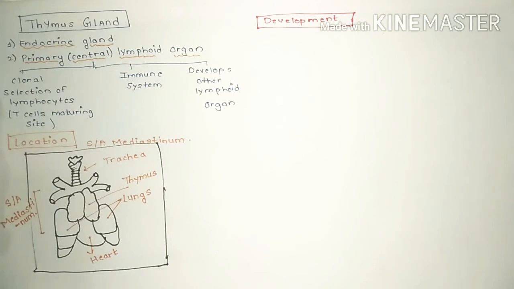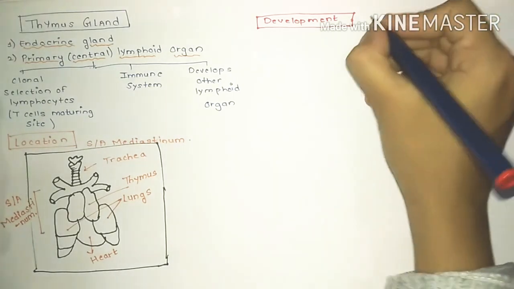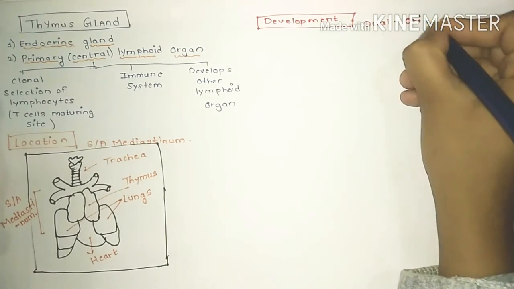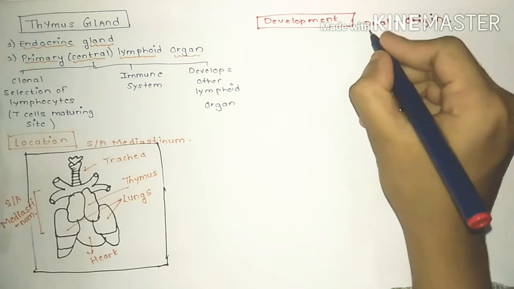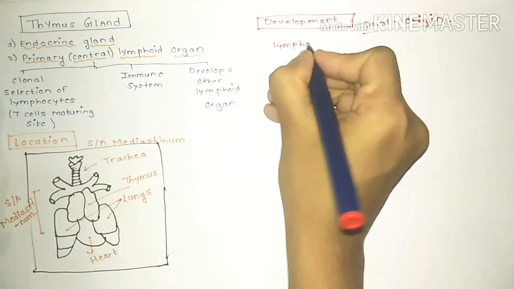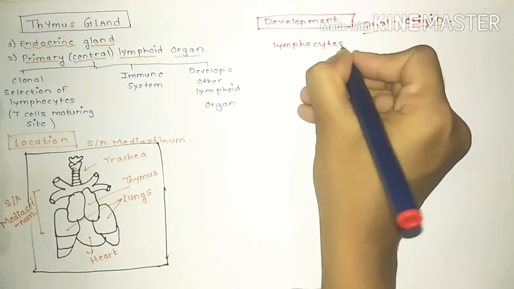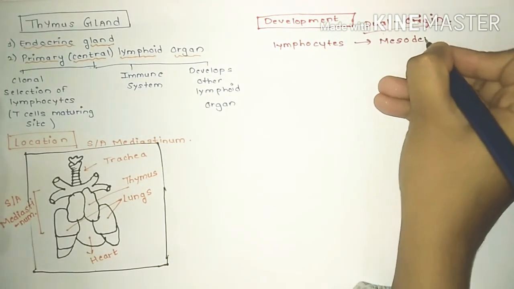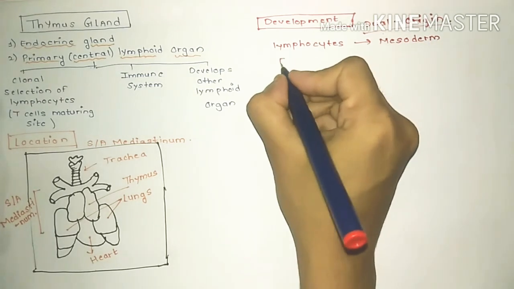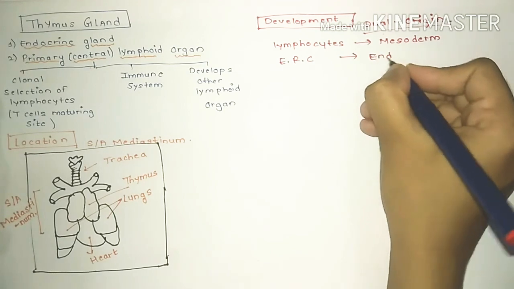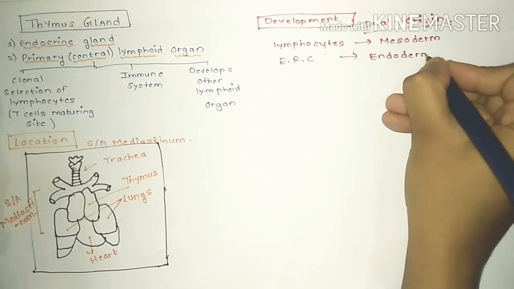So let's move on to the development of thymus. Thymus is a dual origin organ, meaning it has developed from more than one germ layer, that is 2 germ layers. So its lymphocytes are developed from the mesoderm germ layer, and its epithelial reticular cells are developed from the endoderm of the third pharyngeal pouch of the embryo.